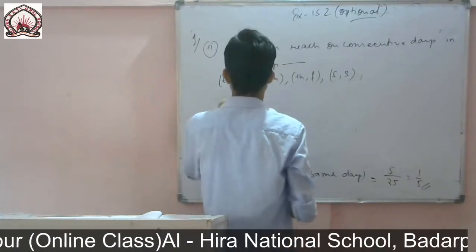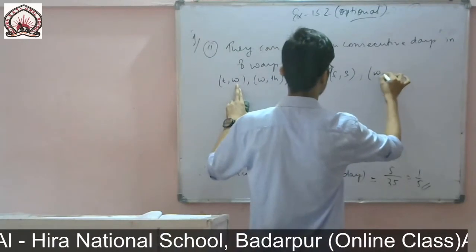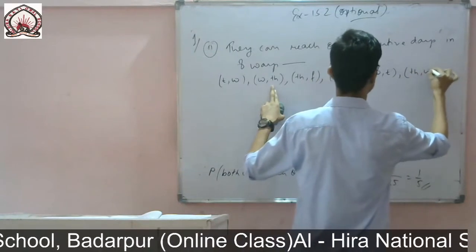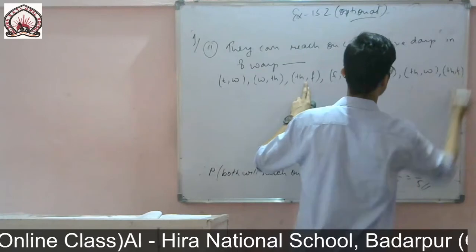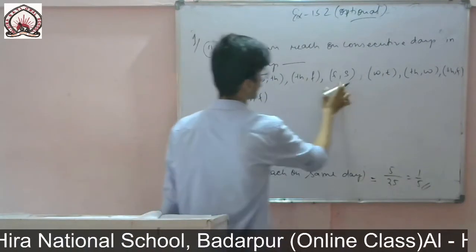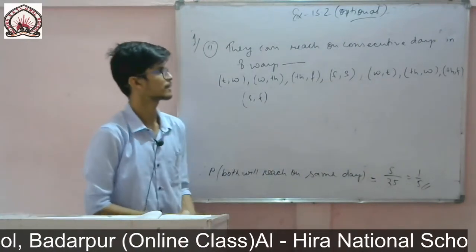Then again one may go on Wednesday, another may go on Tuesday, another may go on Thursday. Just reverse this thing. Another goes on Thursday, one on Friday, then again one on Saturday, another one on Friday. 1 2 3 4 5 6 7 8. In 8 ways they can reach.